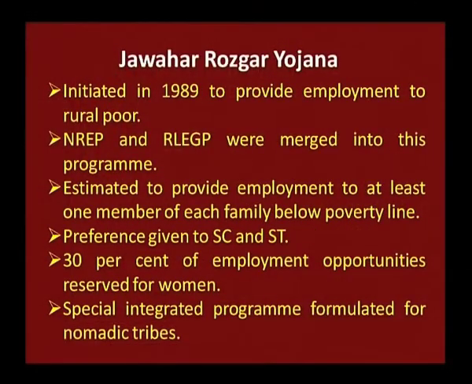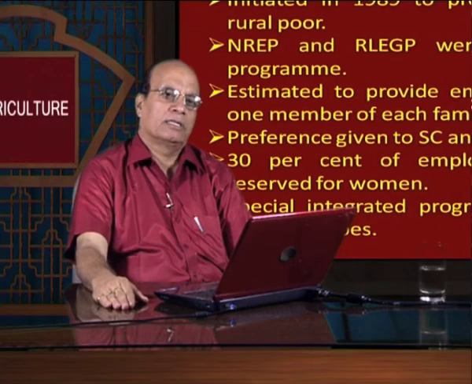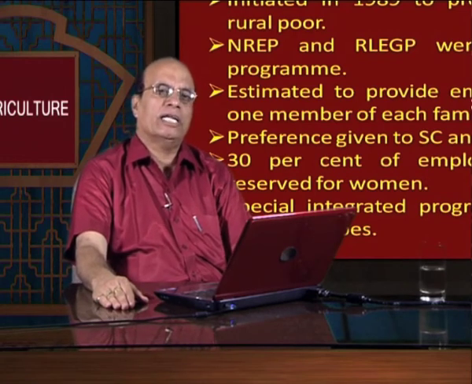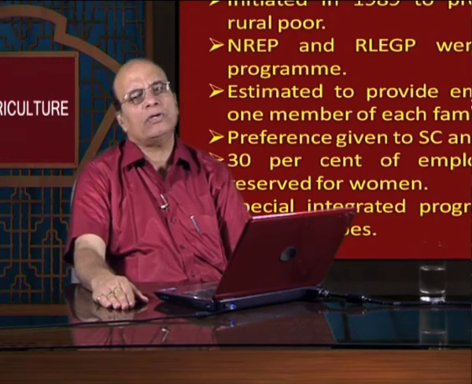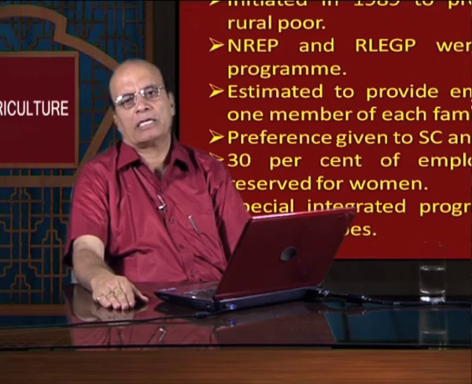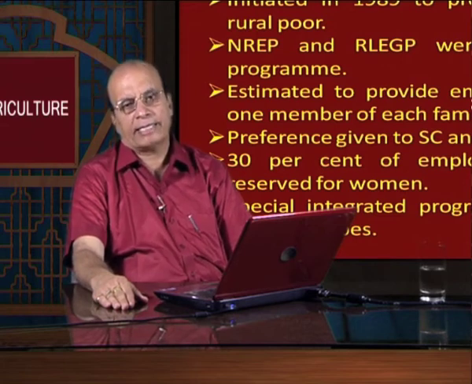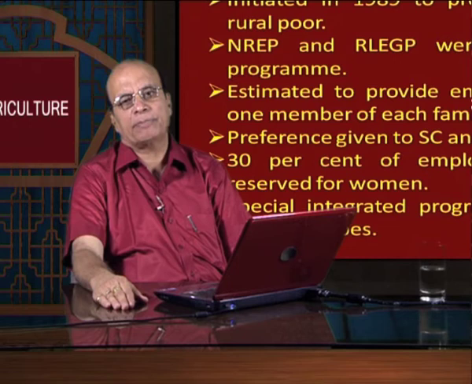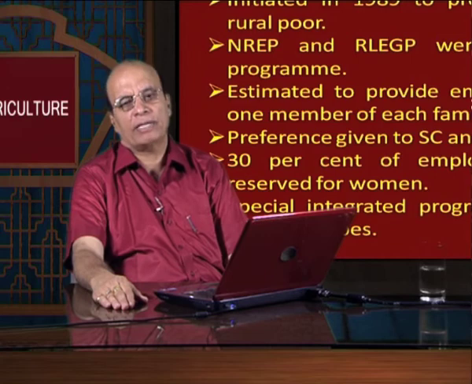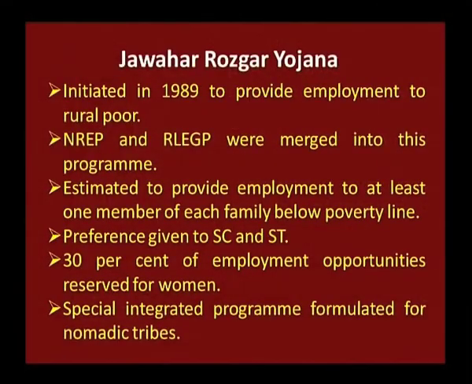The preference should be given to SC and ST personnel. 30% of the employment opportunity is reserved for women. In rural areas, whether in agriculture, animal husbandry, horticulture or any other field, 70% of the work is carried out by women in agriculture and allied activities, and therefore 30% of employment must be given to women, so that women can play a very important role in the development of the entire family in a systematic manner. A special integrated program was formulated for nomadic tribes.